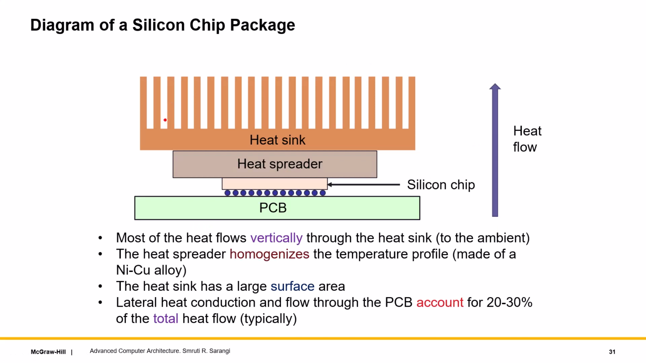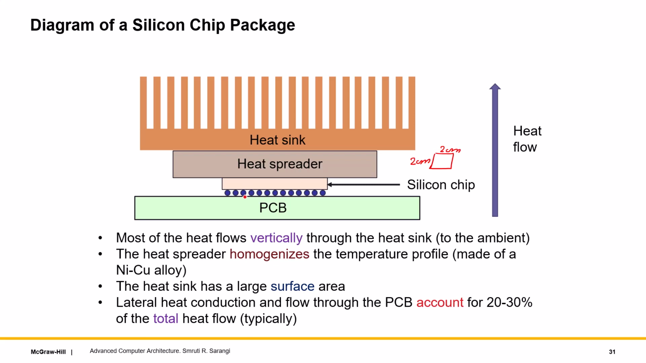So let's look at a diagram of a silicon package. We have the small little chip over here. The chip is not very large. Even a big one is roughly 400 or 500 square millimeters, which is nothing but 2 centimeters by 2 centimeters, right? So that's all that is there. It's not very big.